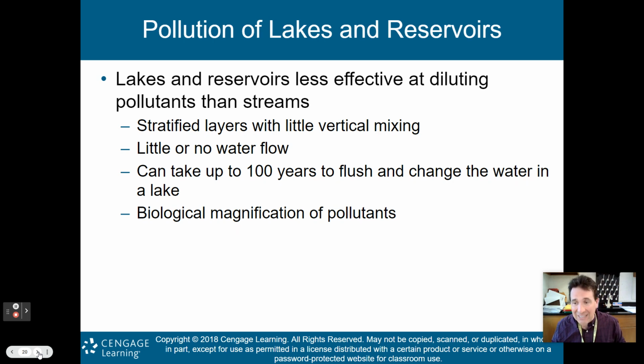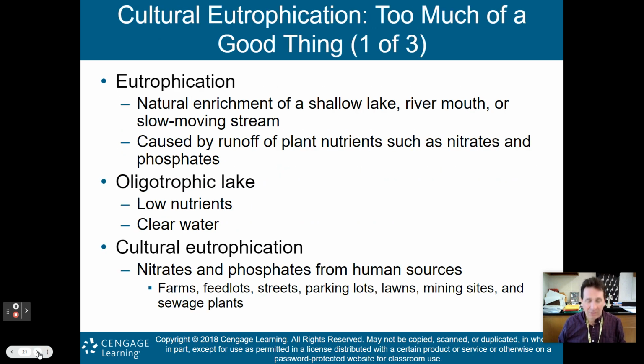Pollution stays in lakes and reservoirs longer. You also have stratified layers in a lake, right? With little vertical mixing. We talked about those layers in a previous chapter. There's little or no water flow. Can take up to 100 years to flush and change the water in a lake. In addition, you have that biological magnification of pollutants that also happens with the organisms that are living in the lake.